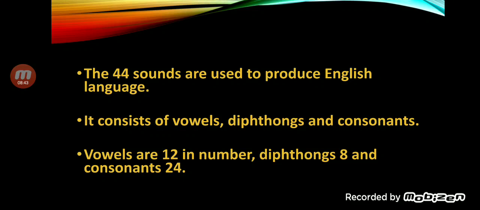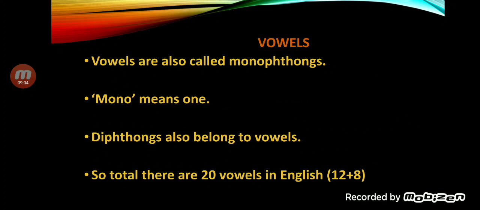We know that these 44 sounds include vowels, diphthongs and consonants. We should know how many vowels, how many diphthongs and how many consonants there are. There are 12 vowels, 8 diphthongs and 24 consonants. So today we shall learn about the vowels. In this video you are going to learn about the vowels, which are 12 in number.